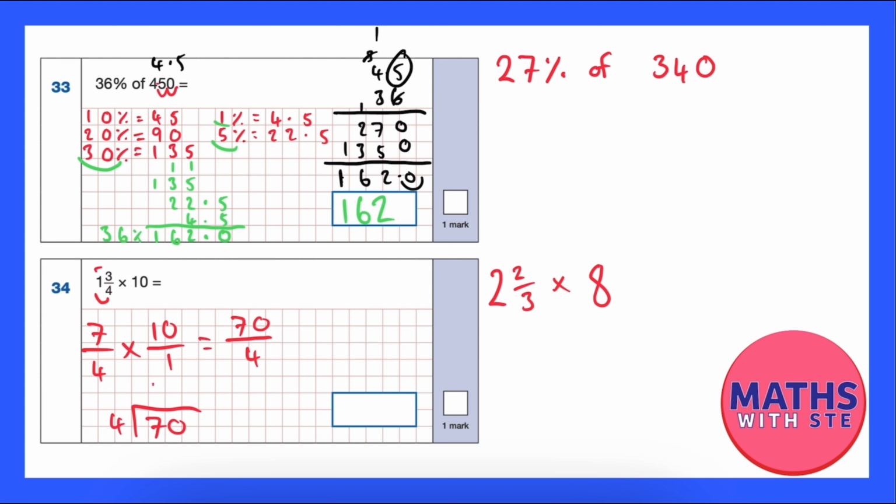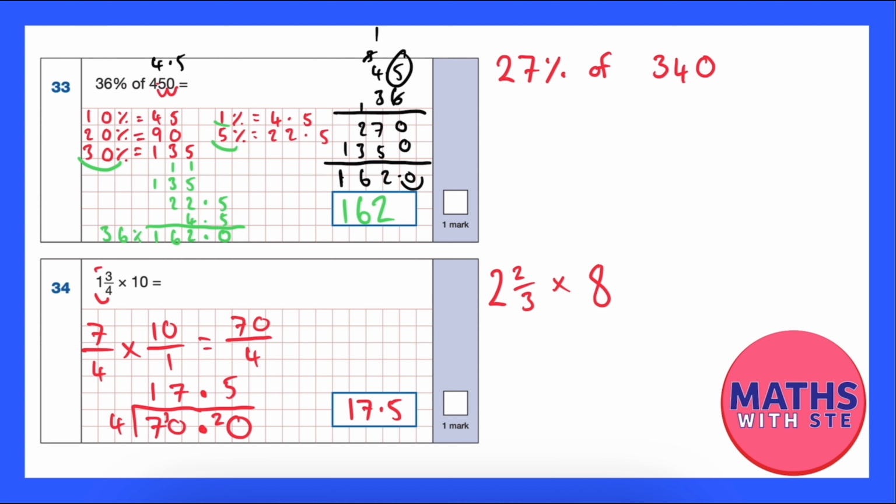4 goes into 7 one time with 3 left over, and 4 goes into 30, what's that going to be, 7 times, and there's going to be 2 left over. So now I just need to put a point there and a point there, add an extra 0. I had 2 left over, so I'll put that in front of that. How many times does 4 go into 20? It goes in 5 times. So the answer is 17.5. Great, okay, so pause the video, have a go at these next ones, and then come back for the answer.